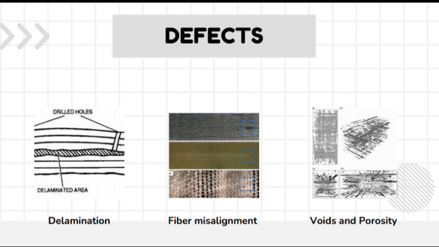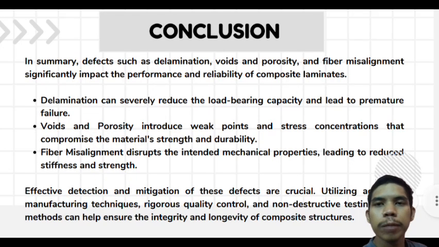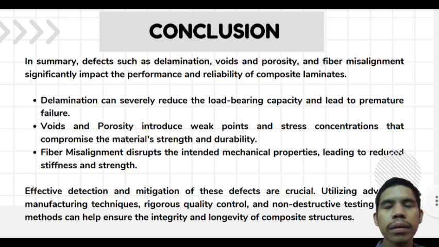So these are the defects: delamination, fiber misalignment, voids and porosity. In summary, defects such as delamination, voids and porosity, and fiber misalignment severely impact the performance and reliability of composite laminate. Delamination can severely reduce the load bearing capacity and lead to premature failure. Voids and porosity induce weak points and stress concentration that compromise the material strength and durability. Fiber misalignment disrupts the intended mechanical properties, leading to reduced stiffness and strength.